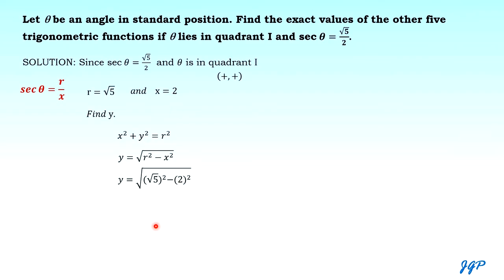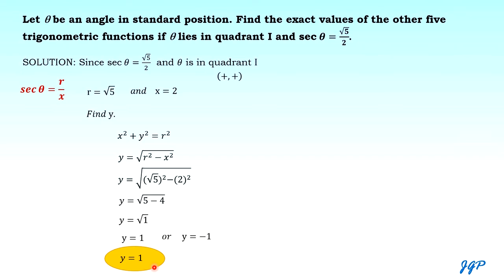Okay, this time let's simplify. So y now is equal to square root of 5 squared, the answer is 5. Then minus 2 squared is equal to 4. And again, let's simplify. 5 minus 4, that is equal to 1. So we have now square root of 1. And to simplify the square root of 1, y now is equal to positive 1 or y is equal to negative 1. Para pumili sa dalawang yan, look at the location of your theta. Since your theta is located in quadrant 1 and your y-coordinate is positive, meaning ito ang pipiliin natin. So your y now is equal to positive 1.